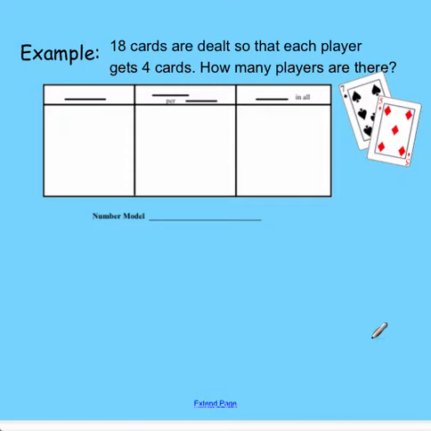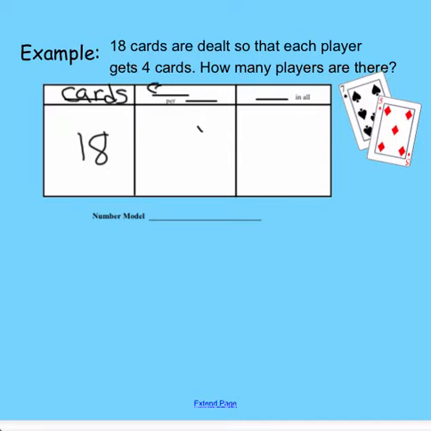All right, here's another story problem example that I'm going to work through with you. 18 cards are dealt so that each player gets 4 cards. How many players are there? I'm going to go up to the top here, and I'm going to write cards for the first part of my diagram, and I'm going to write down that I have 18 of them, and they're being dealt out so that each player gets 4.